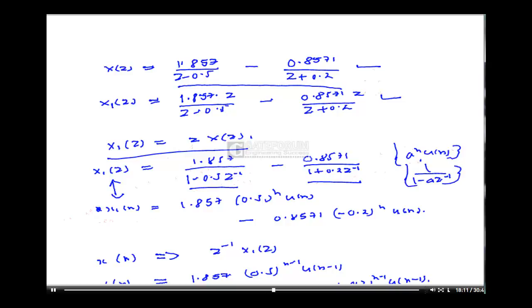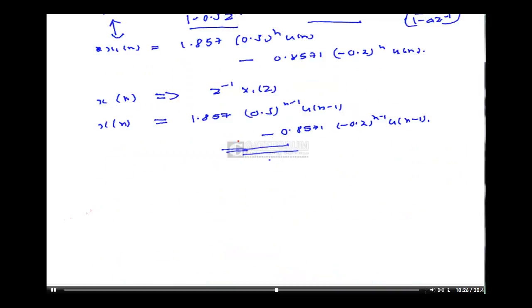To get x[n] from this, I know X1(z) is z multiplied by X(z). So this implies X(z) is nothing but z inverse X1(z). So this leads to the time shift by 1. Finally you get the answer. Okay.